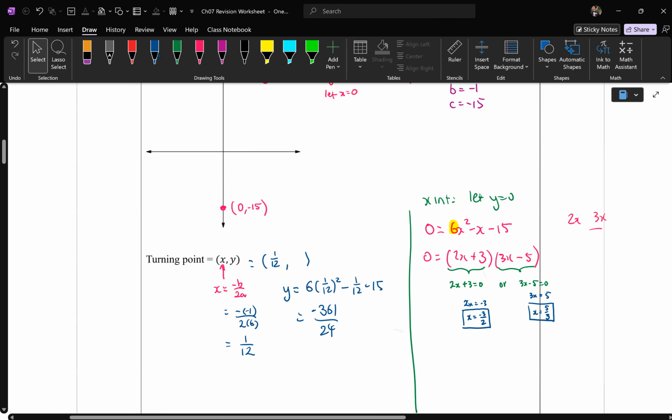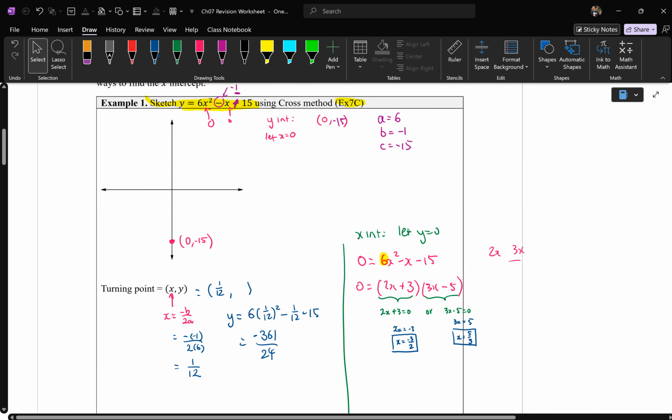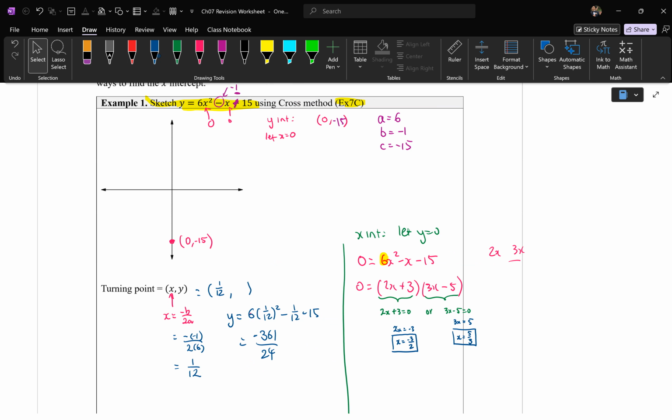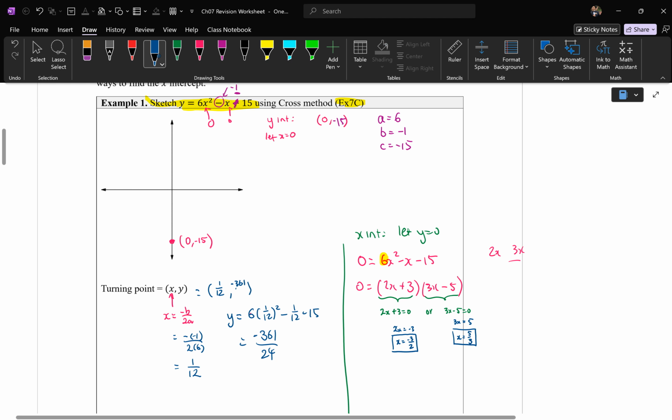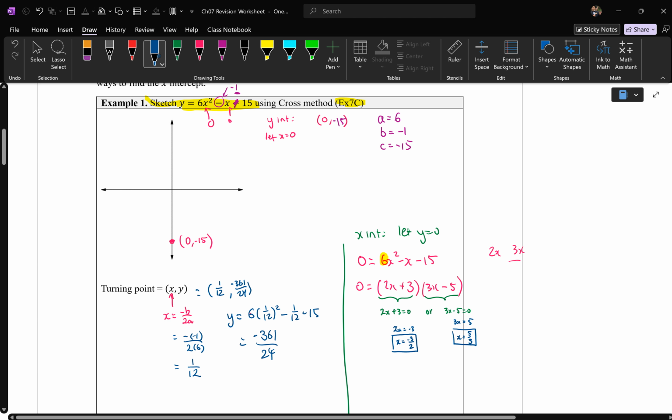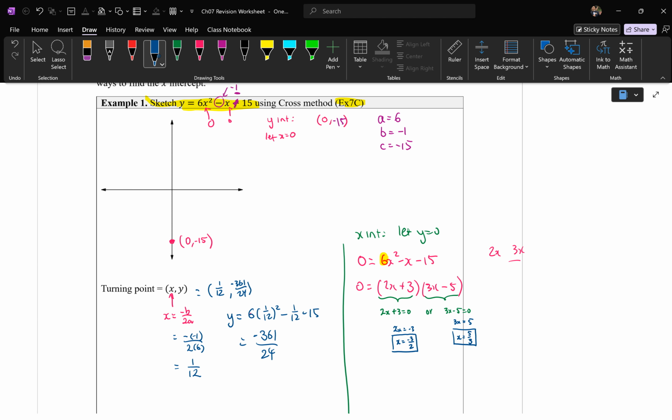So this method, exercise 7c, if we have a look at what I've shown you so far. Sub x equals 0 to find the y-intercept. This one, sub into the turning point formula to find the x coordinate. And then once you've got the x, sub it back in to find the y. You can use a calculator, which I did, and I got -361 on 24, right? So my turning point is now that. That's 1.5 marks.